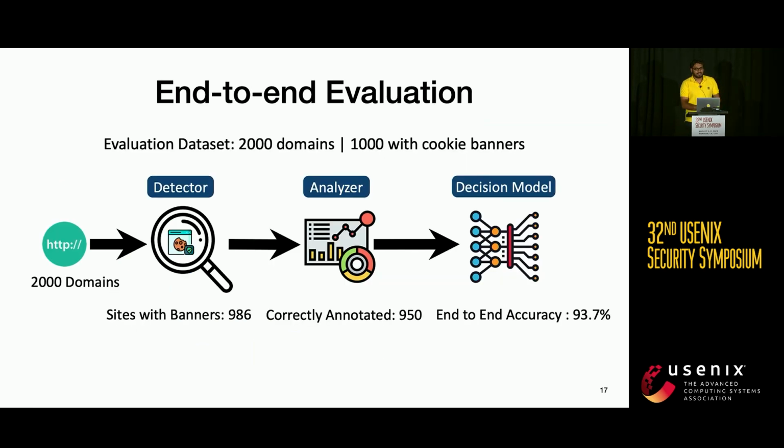In our end-to-end evaluation, we create an evaluation dataset which consists of 2,000 domains, with 1,000 domains having cookie banners. We manually annotate this dataset for each of the components of the pipeline, and then match it with the automated pipeline. We find that our system works correctly for 93.7% of the cases. More intricate details about this evaluation process are in the paper.